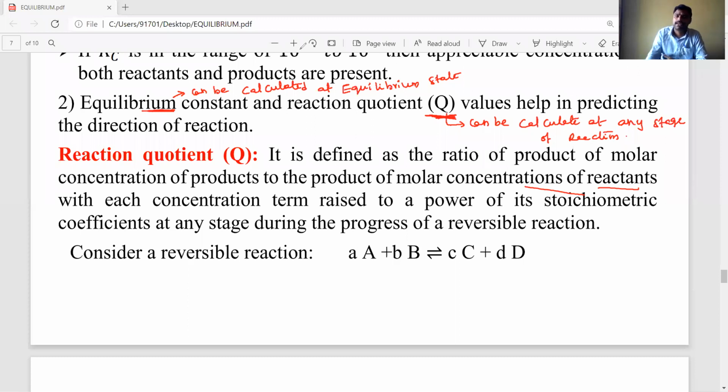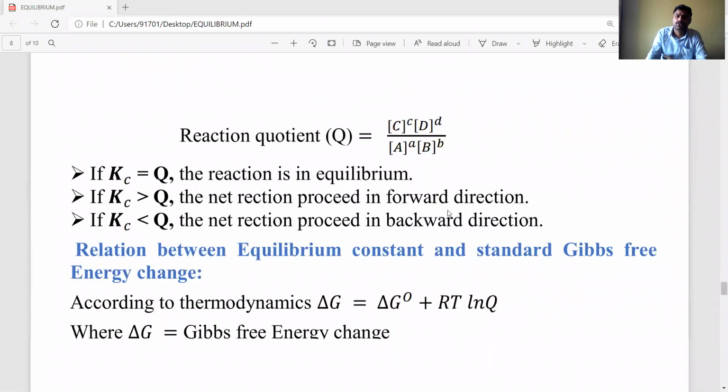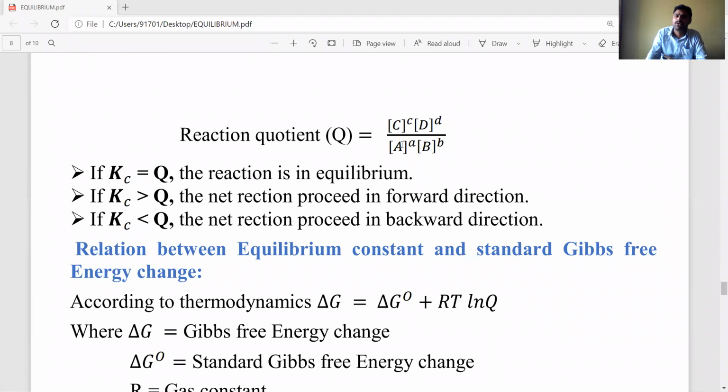So let's see the given reversible reaction. The Q formula is C power c into D power d, whole by A power a into B power b. But Q is calculated at any stage of the reversible reaction, whereas K is calculated at the equilibrium state only. So based on the equilibrium constant value and the reaction quotient value, how can we identify the direction of the reaction?